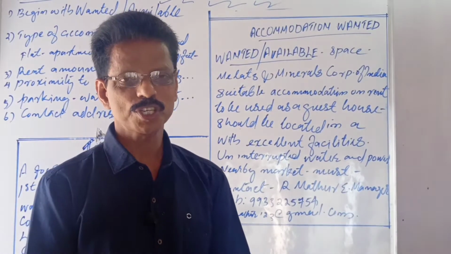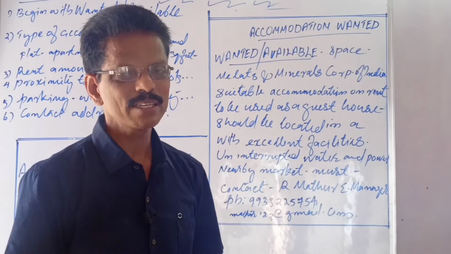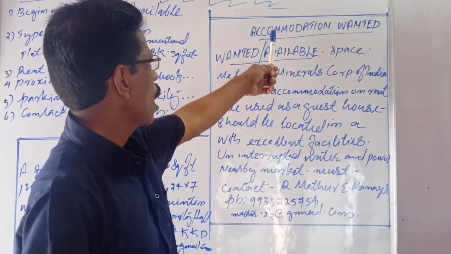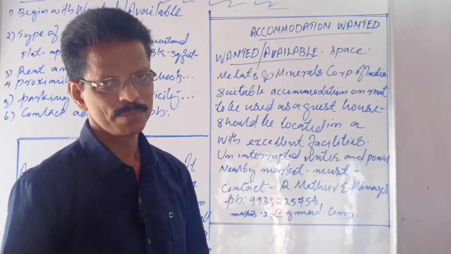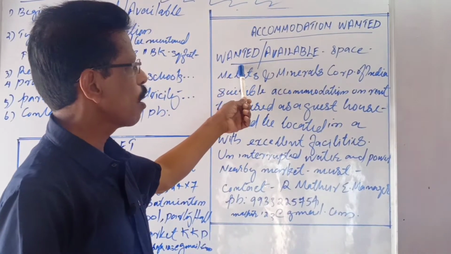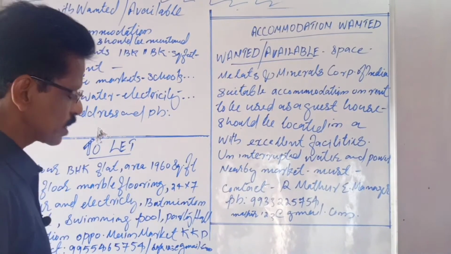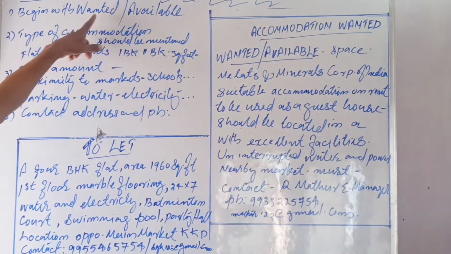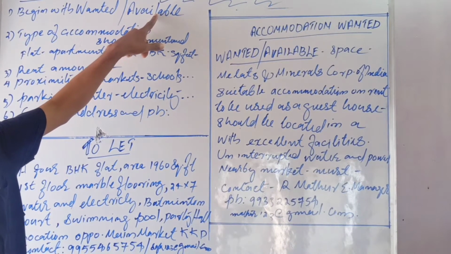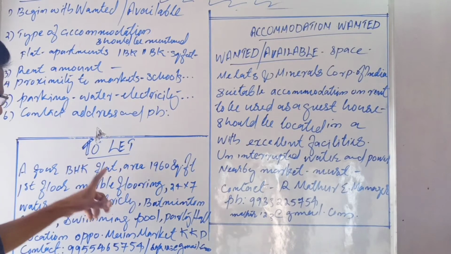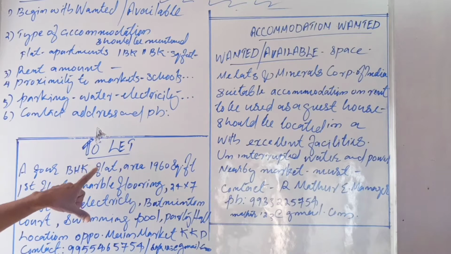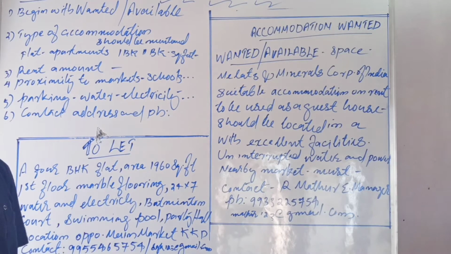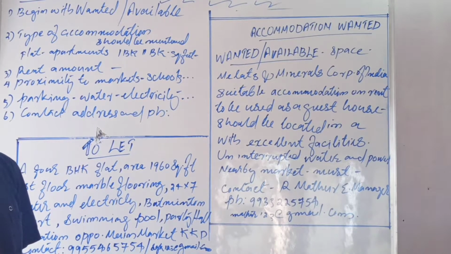So we have seen the first type. Now we move on to the second type of classified advertisements, that is accommodation wanted. It can be wanted or available. See, what all things are there to be taken care of? Number 1, begin with the wanted or available. See, you see the advertisements given here. This I have taken for the newspaper. To let will be there, available will be there. You can see some of them. You can check newspapers and find how the advertisements are given.